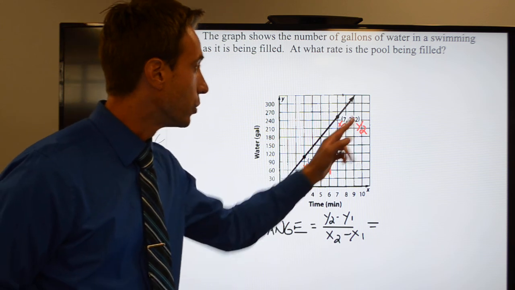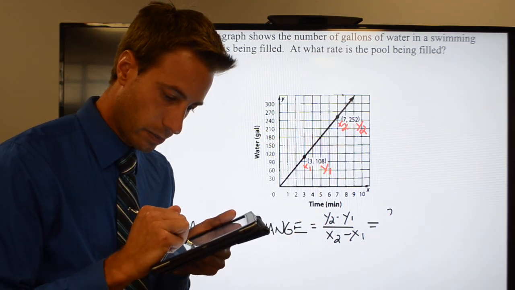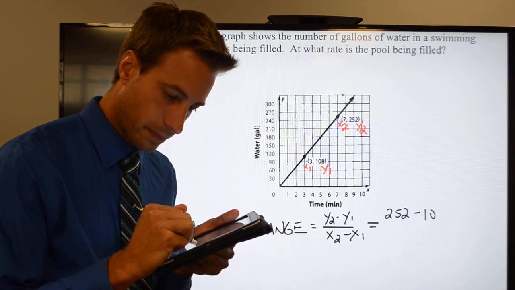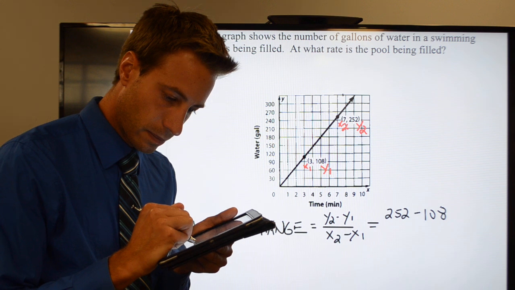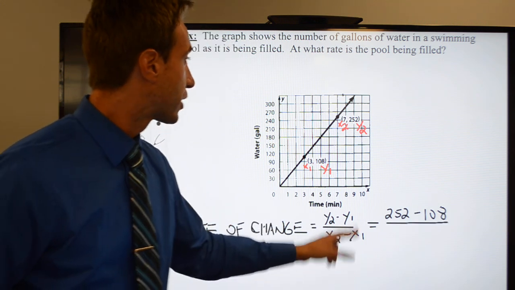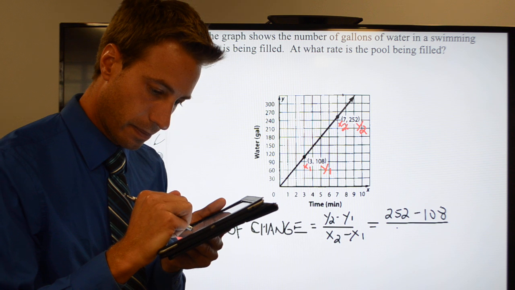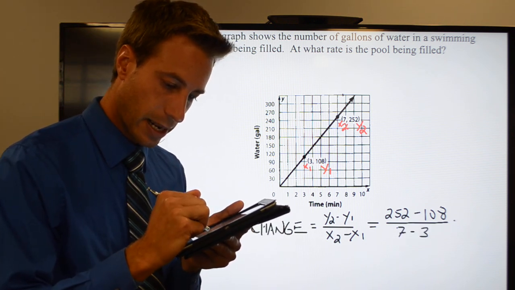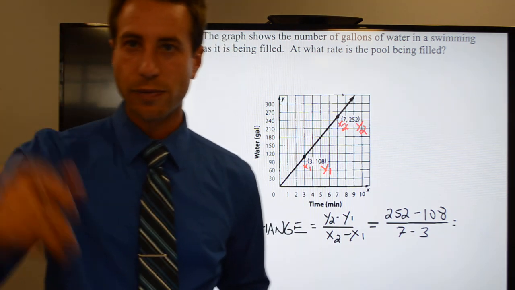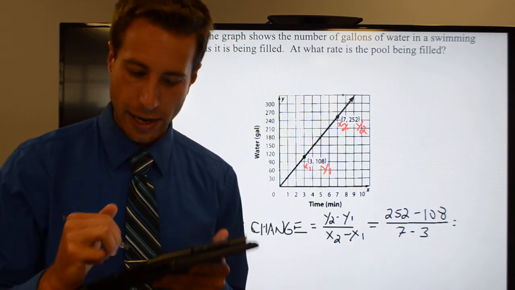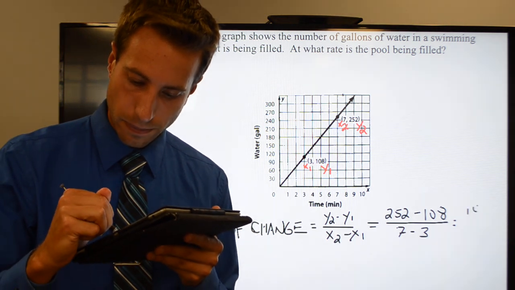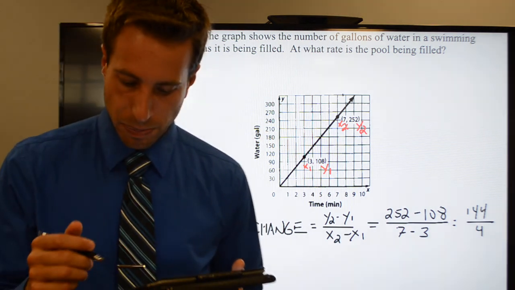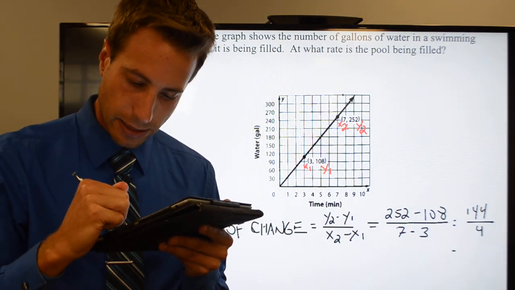For me, my y2 is 252. And my y1 is 108. My x2 is 7. And my x1 is 3. So I have 7 minus 3. Now you go ahead and do a little bit. Like I said, feel free to use your calculator. Just don't fat finger something on your calculator. You should get 144 over 4, which is going to come out to be, if you do that division, 36.